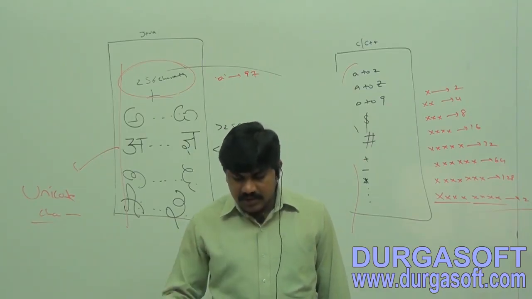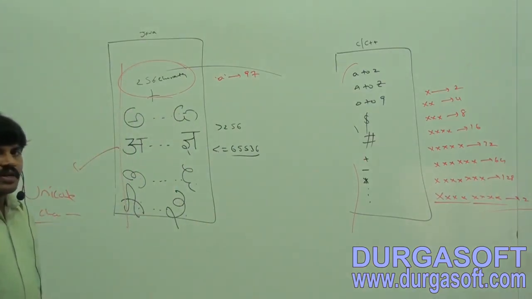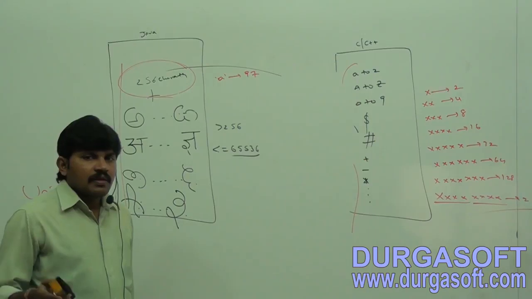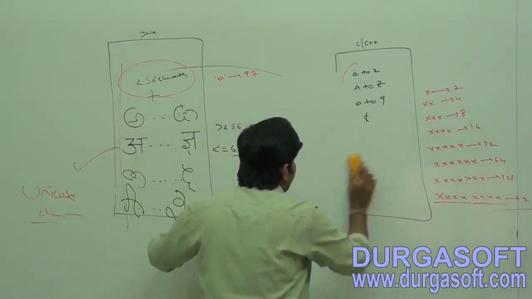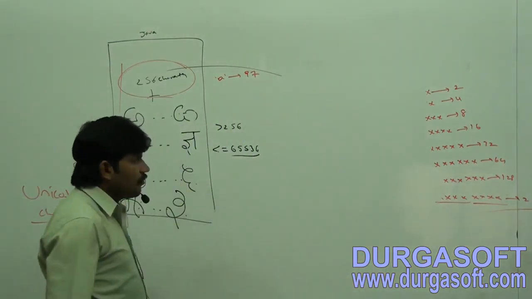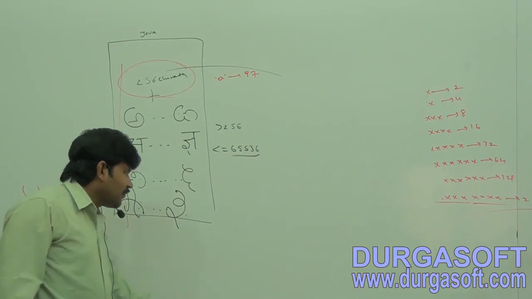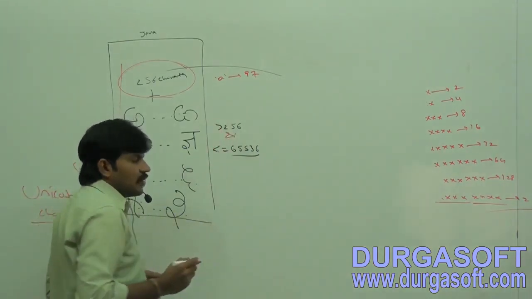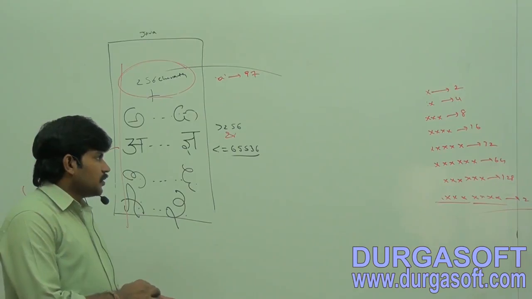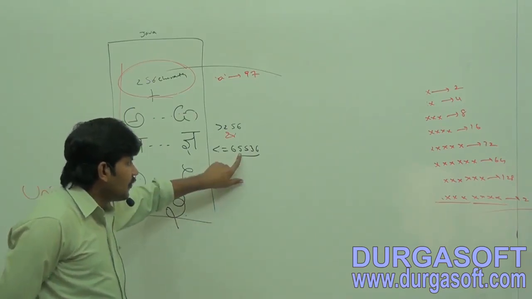But Java is Unicode based. And the number of different Unicode characters is greater than 256 and less than or equal to 65,536.